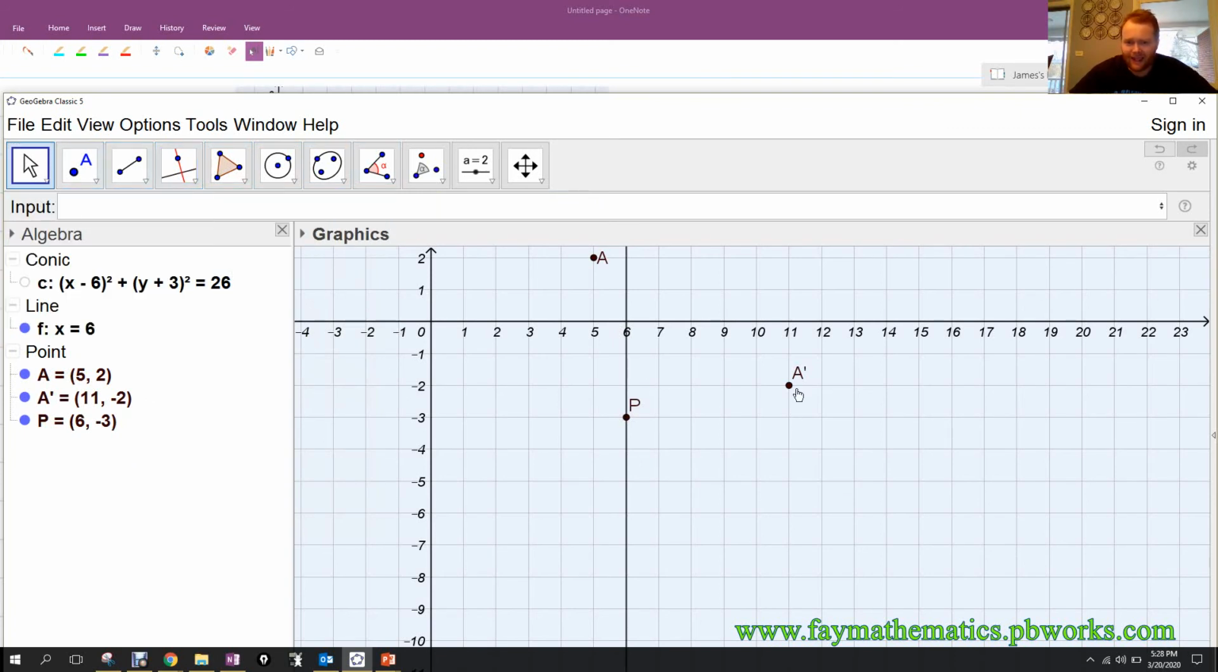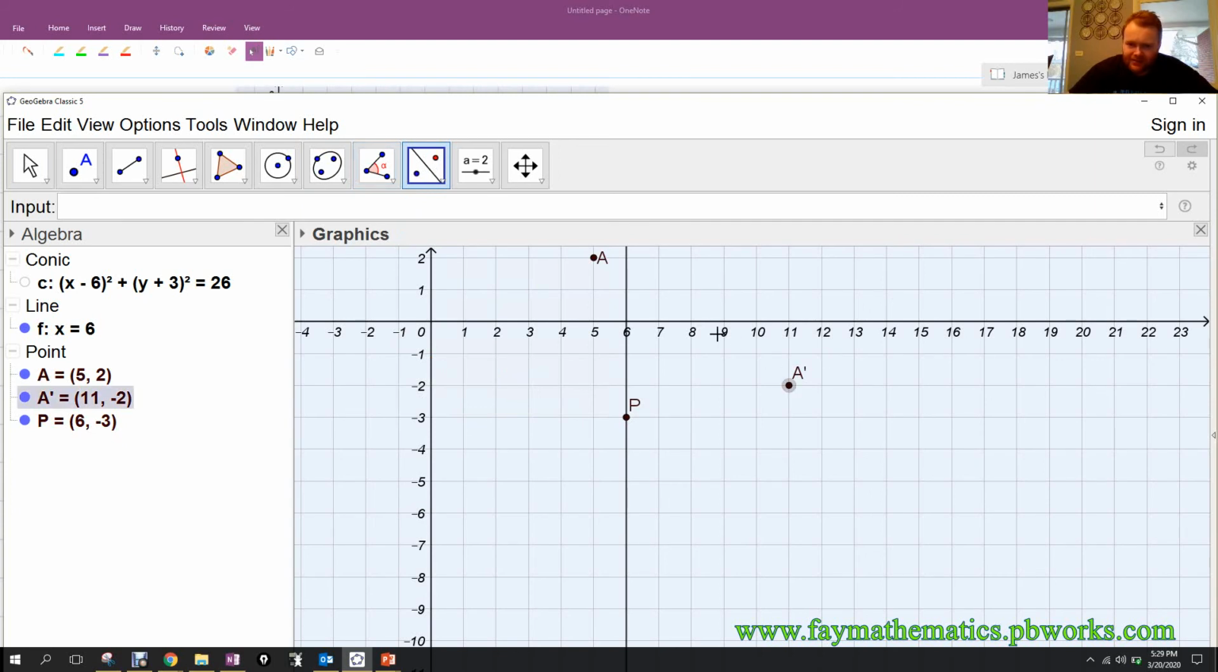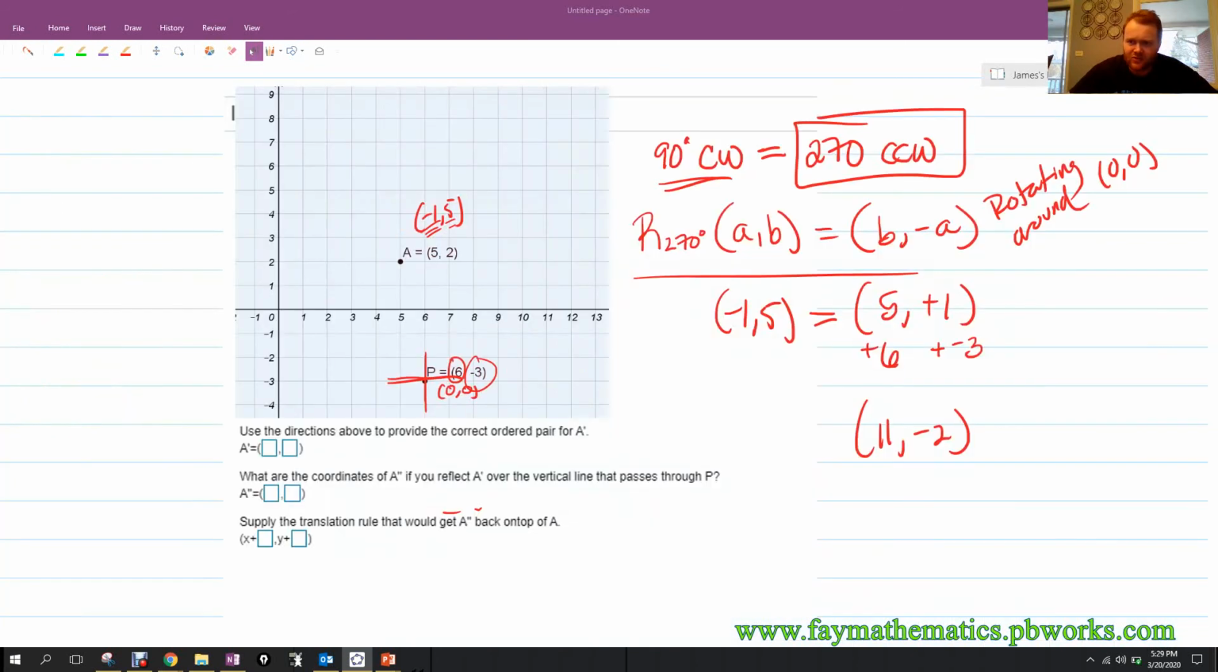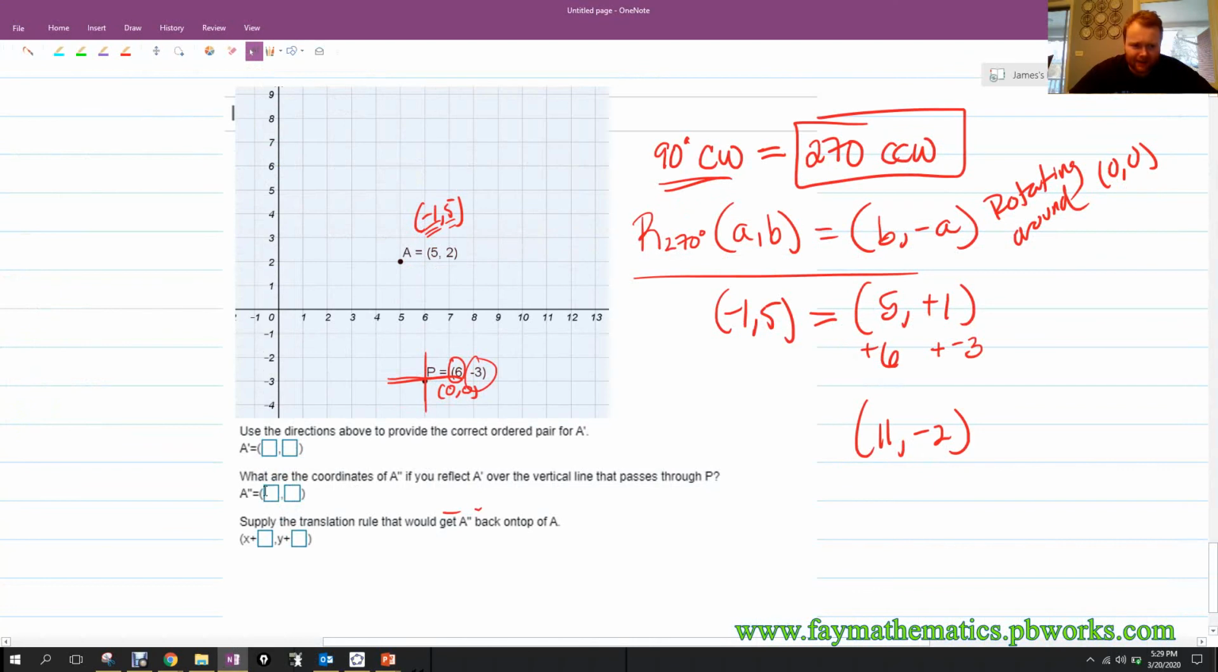If I want to reflect A prime over that, basically all I'm going to do is do that difference between 11 and 6. So that difference is 5. So that thing's 5 units away. So then I'm going to go 5 units this direction. And it should put that point right here at 1, negative 2. So if I reflect this across that line, you see that A double prime goes to 1, negative 2. So that's what I would type in that second box here.